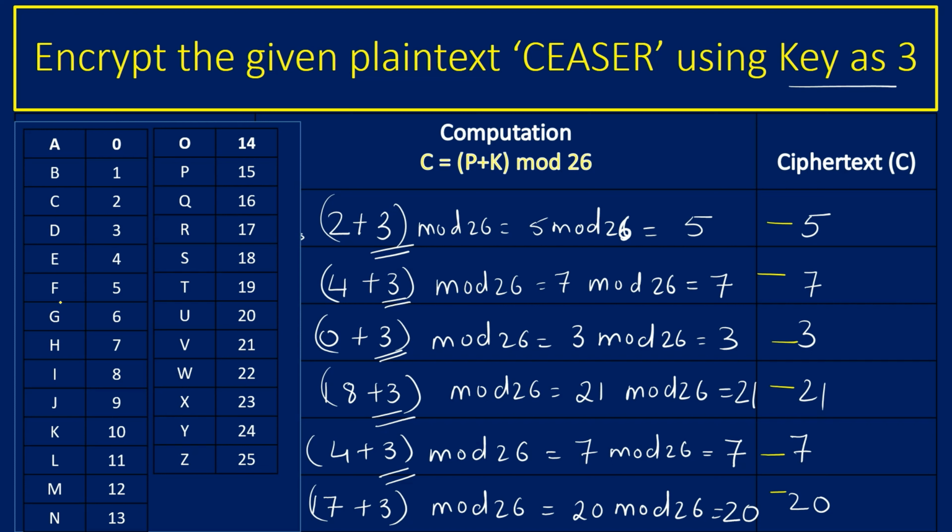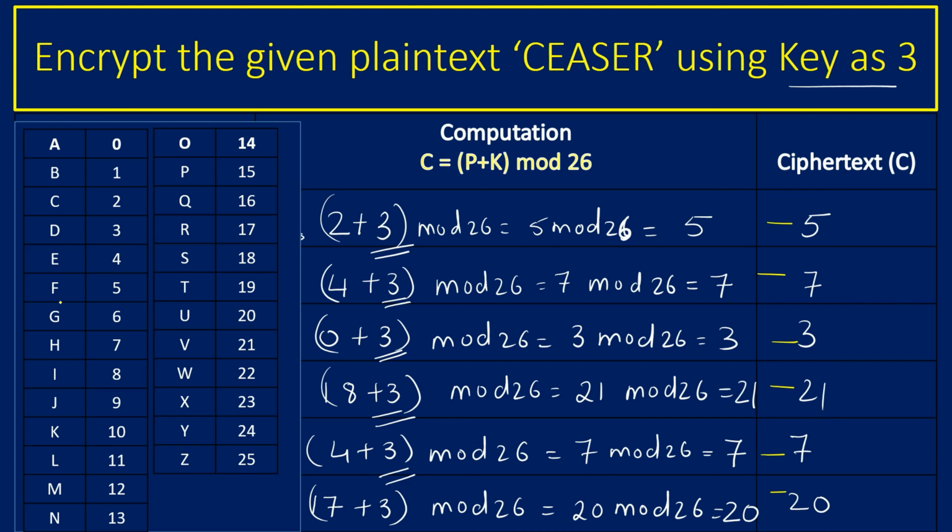The number 7 maps to letter H. So my ciphertext letter is H. Number 3, we got a ciphertext number, maps to letter D. 21 maps to letter V. 7 maps to letter H and 20 maps to letter U.